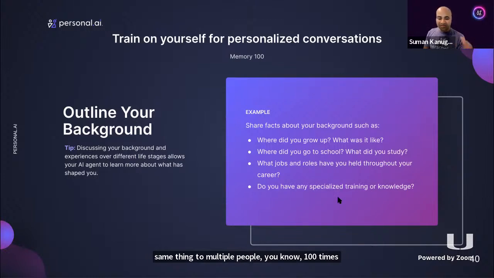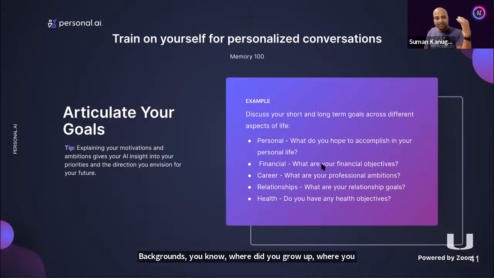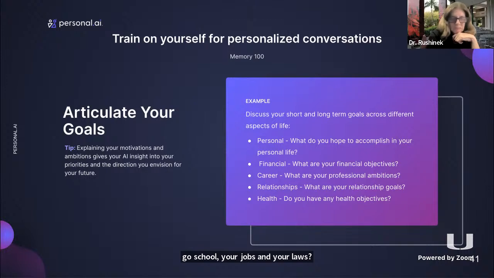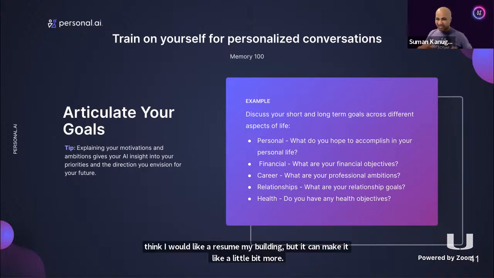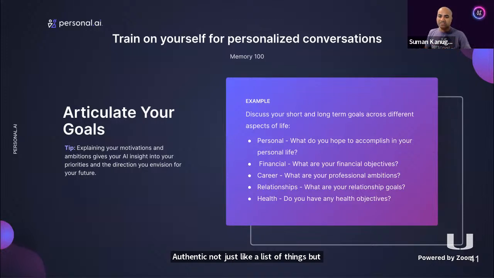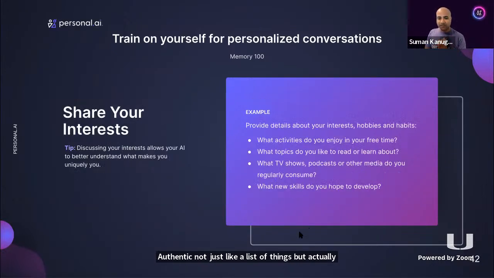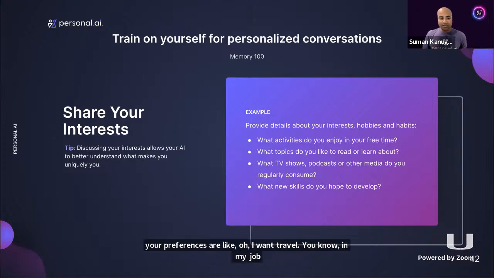Backgrounds, where did you grow up, where did you go to school, your jobs and your roles. Think about resume building, but make it a little bit more authentic, not just a list of things, but actually your projects, your style. It will adapt to everything you can potentially think of, like your preferences, such as wanting travel in your job. Say that, so that at least you are communicating it clearly.